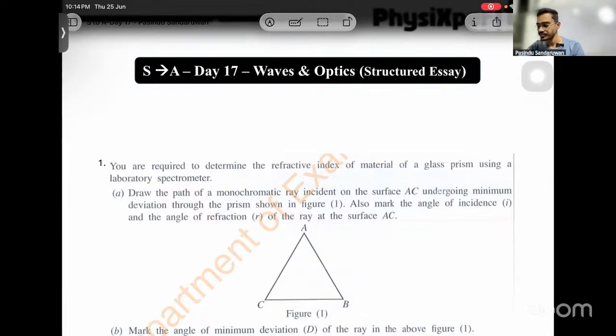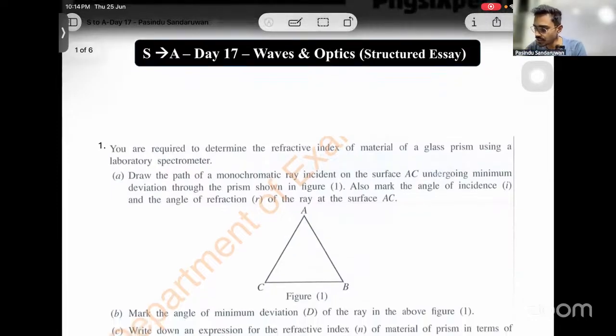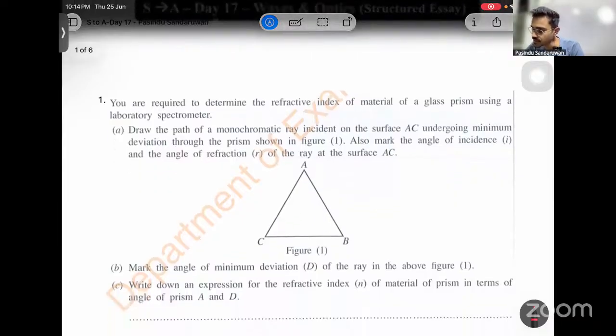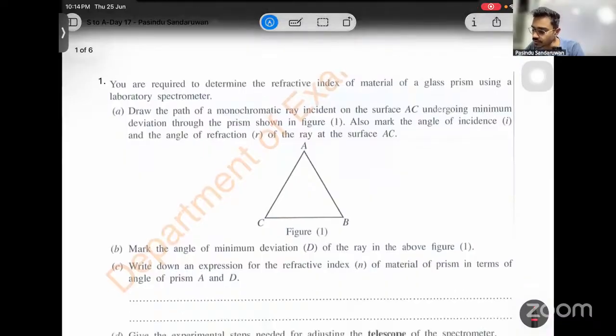Let's go to the first one. You are required to determine the refractive index of material of glass prism using a laboratory spectrometer. A. Draw the path of monochromatic ray incident on surface AC undergoing minimum deviation through the prism shown in figure 1. Also mark the angle of incidence I and the angle of refraction R at the surface AC.